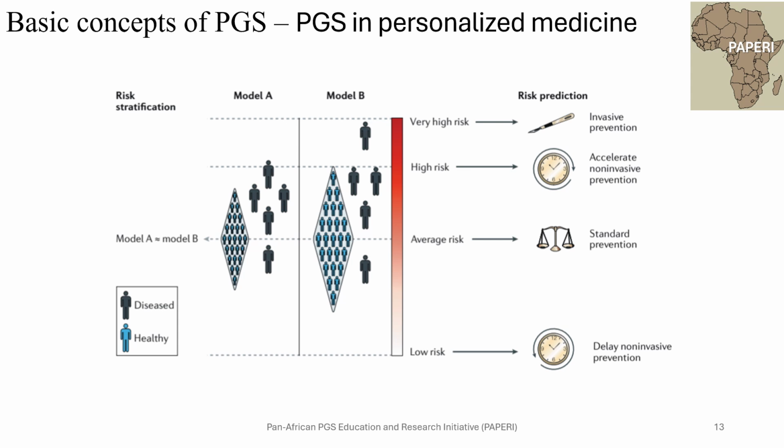So, for example, Model B is better at capturing very high risk individuals, who would benefit more from more invasive prevention strategies, strategies that you wouldn't want to give most of the population, whether it's costly or painful. Again, in practice, in a lot of ways, we're not really there yet for implementing polygenic risk scores in this way, but theoretically, this is what we are moving towards.